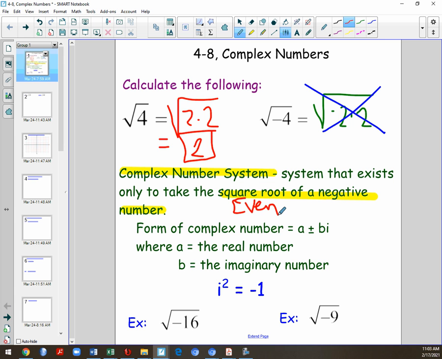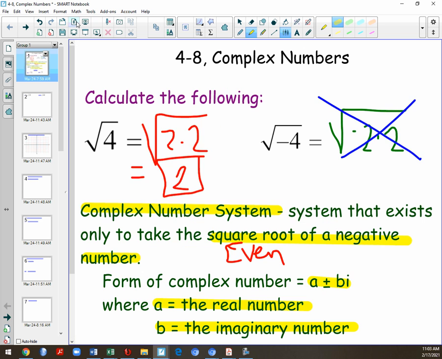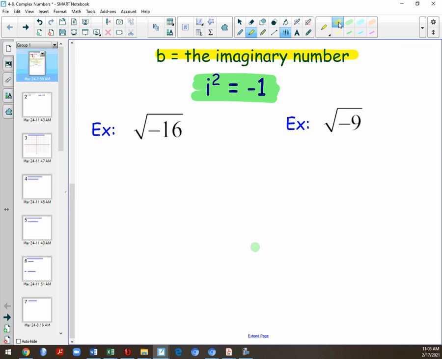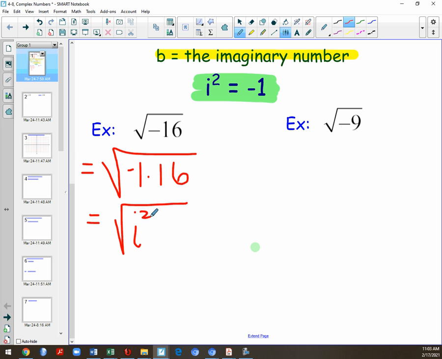Now, the form of a complex number is going to be a plus or minus bi. A is the real number and B is the imaginary number. Now, here's the biggest thing that your brain needs to know. i squared is equal to -1. So the way we're going to do this is we are simply going to calculate each of these individually. How do I go about that? I'm going to make this become -1 times 16. So if I make this -1 times 16, -1 is the same thing as i squared. So now I can go ahead and take the square root of each of those. That means i squared comes out as an i and 16 comes out as a 4, which gives you the answer 4i.